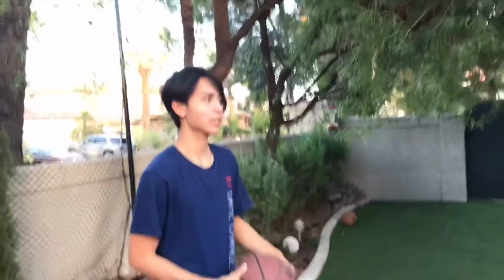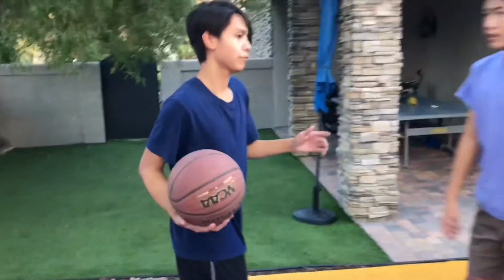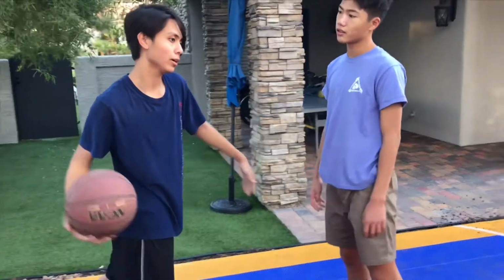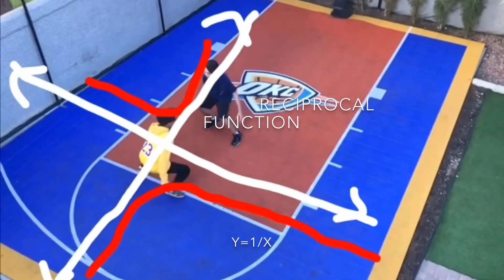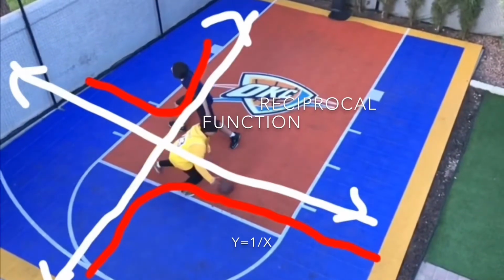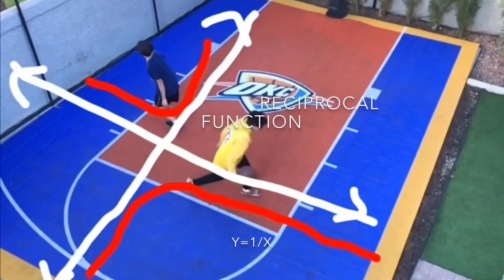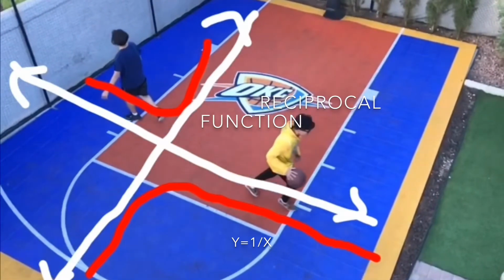Another move to get your defender off you, it's kind of like the crossover, it's called the hezzy. So how do you do it, Hezzy? You're going to go here, and you're going to fake this way, so your defender's going to go this way. Drive through this way. Kind of like a reciprocal function. So the function is f of x equal to 1 over x. So the domain and range is the set of all non-zero real numbers. So the graph has no intercepts. So the reciprocal function is decreasing on the intervals negative infinity to 0 and 0 to infinity, and it's an odd function.